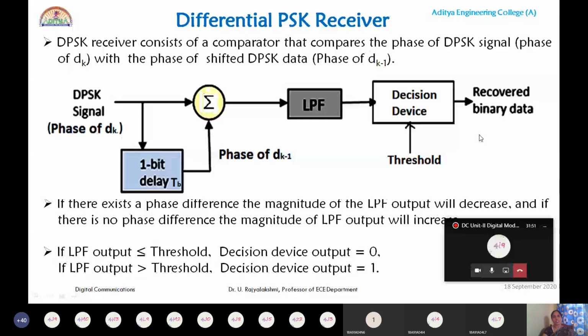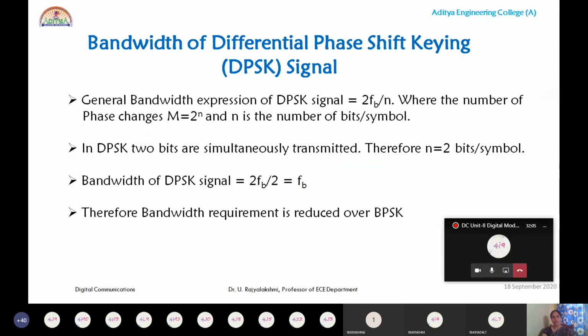Next, let us go through the bandwidth of DPSK signal. See, already we discussed the bandwidth of DPSK. So can any one of you tell me what is the bandwidth of binary phase shift keying technique? Already we calculated the bandwidth of binary phase shift keying and binary amplitude shift keying techniques. Can any one of you state what is the bandwidth of DPSK or BASK? Any one of you kindly respond. What is the bandwidth of binary phase shift keying? Yes, very good. It is 2FB.